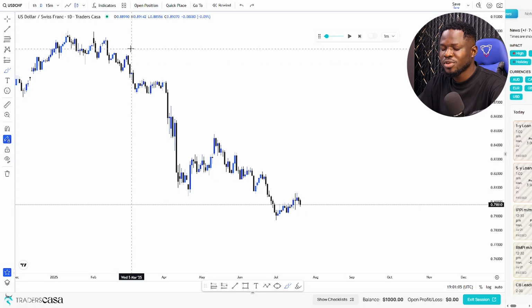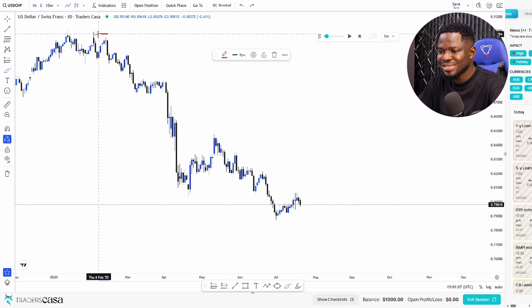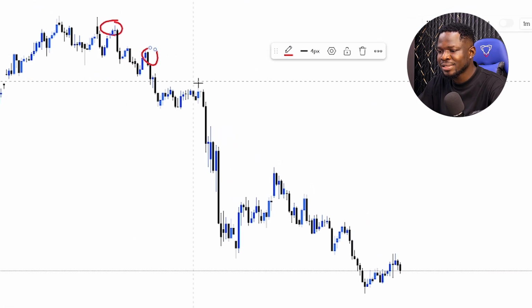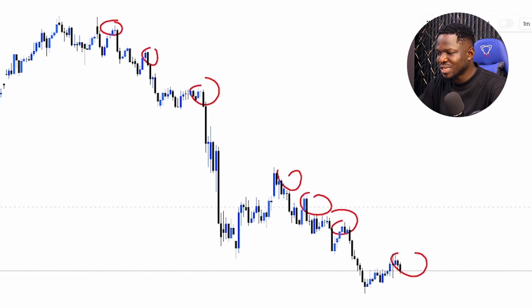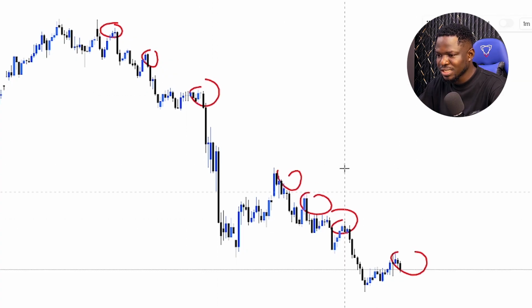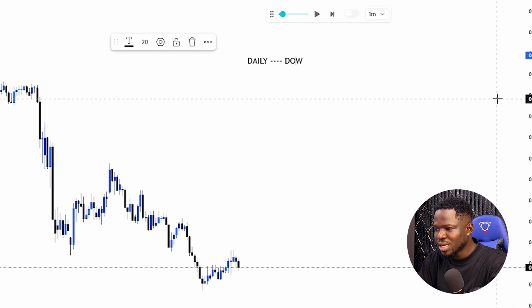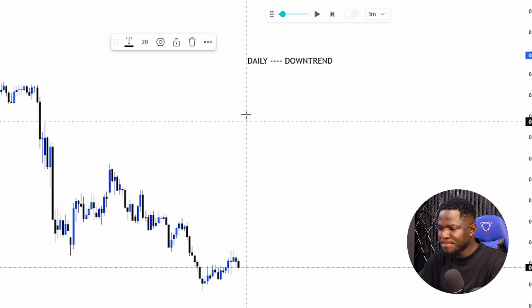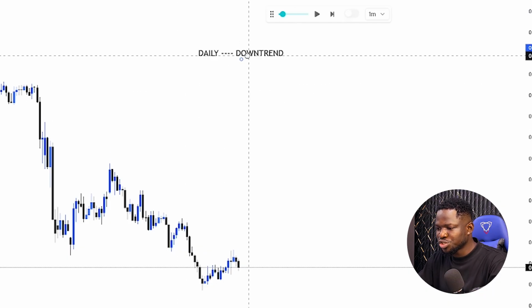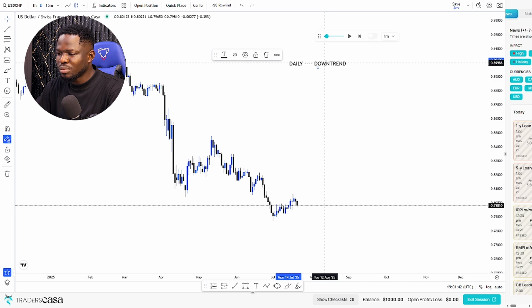On the daily time frame of USD CHF, you can see a series of lower highs right here, which validates the presence of sellers in the market, right? So we have to put it down inside our journal. Daily is downtrend, and if you don't want to call it downtrend, you can call it bearish market condition. That is step number one.